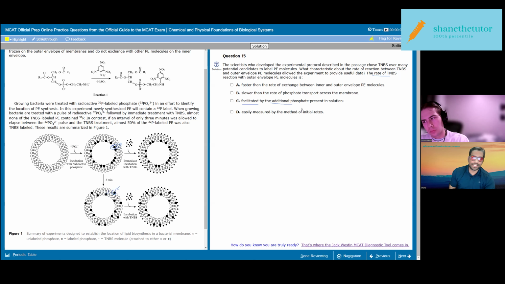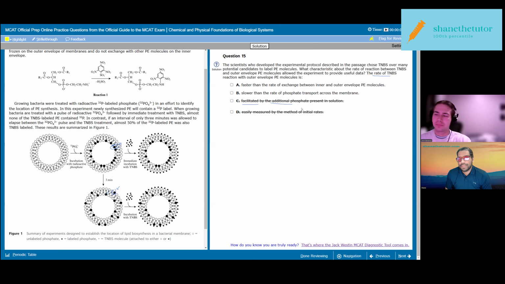Right? So B is saying the rate of TNBS reaction with the outer envelope PE molecules is slower than the rate of phosphate transport across the membrane. We should not have that. If you think that's how you get the labeled phosphate on the outside, we shouldn't have phosphates being able to transport across the membrane because it's a charged molecule, and therefore it's lipophobic.